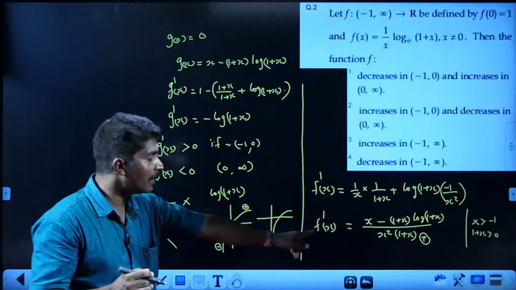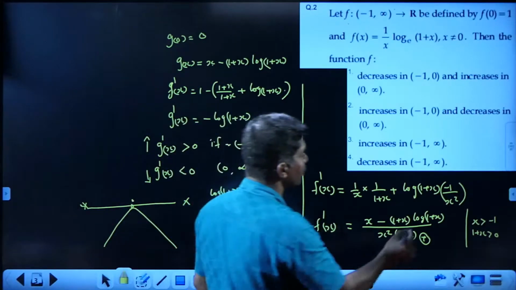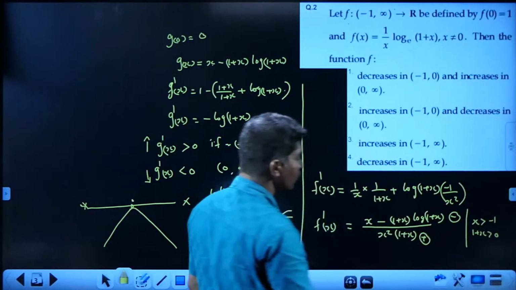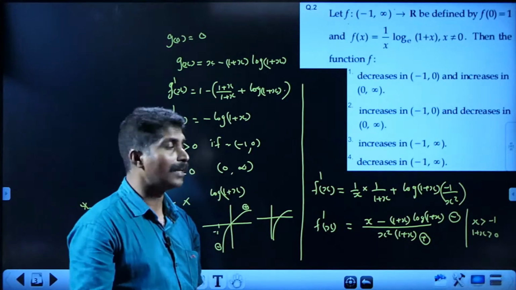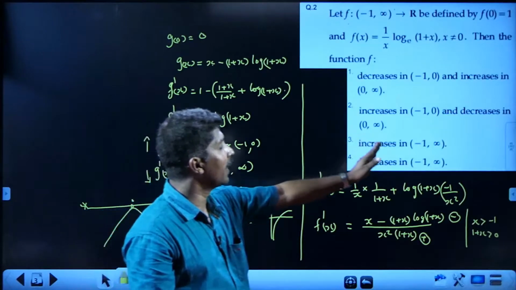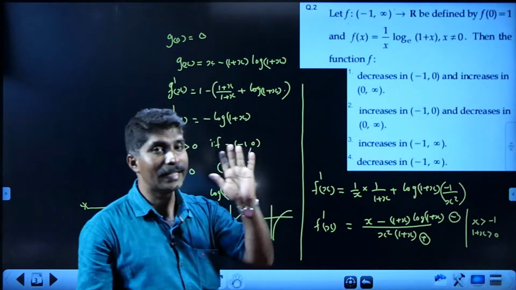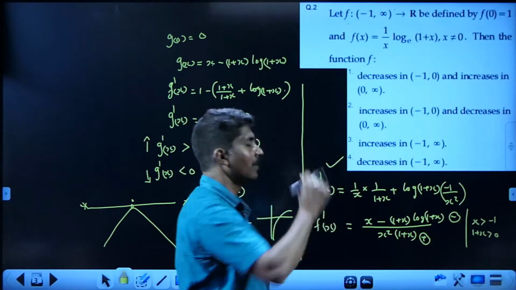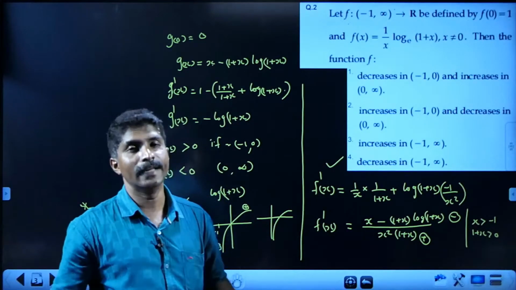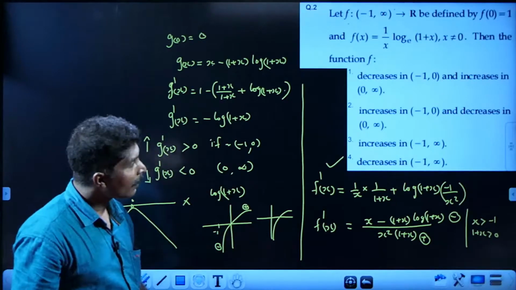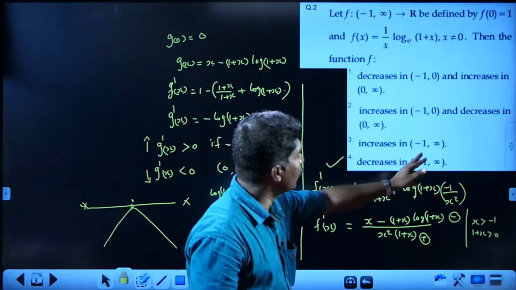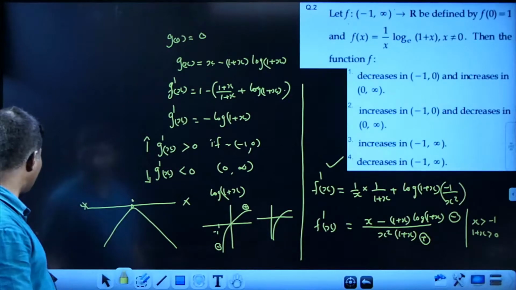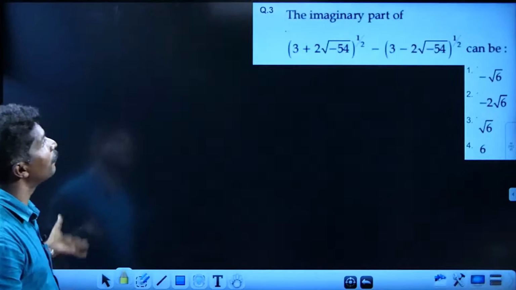Therefore, what you can say? Its numerator is always negative and the denominator is always positive, and the function is now defined from negative 1 to infinity. So, in that domain, what you can say is the function is always decreasing. Okay, decreasing in negative 1 to infinity where the function is defined. Okay, so we shall go to the next problem.